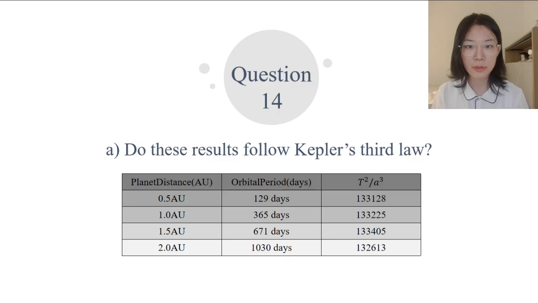To verify Kepler's third law, we need to calculate the ratio of a planet's orbital period squared to the cube of its average distance from the Sun. After calculation, we found that these ratios are similar, so it does follow Kepler's third law.